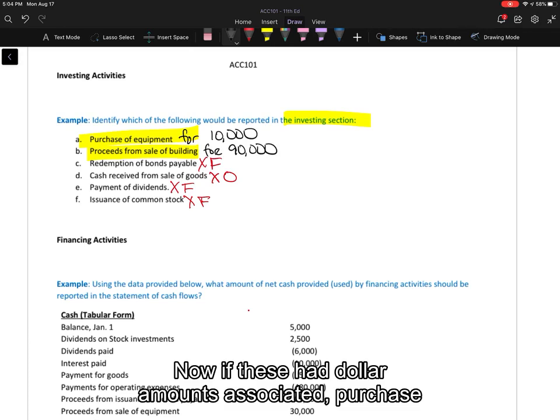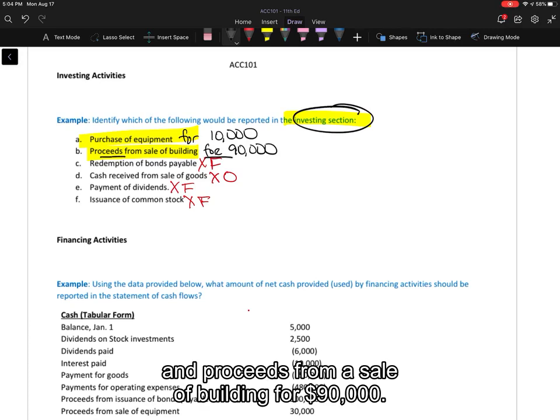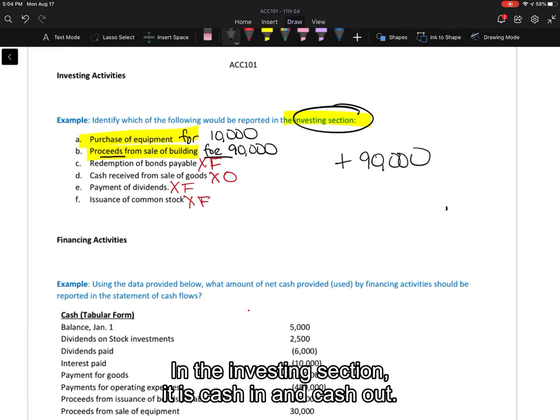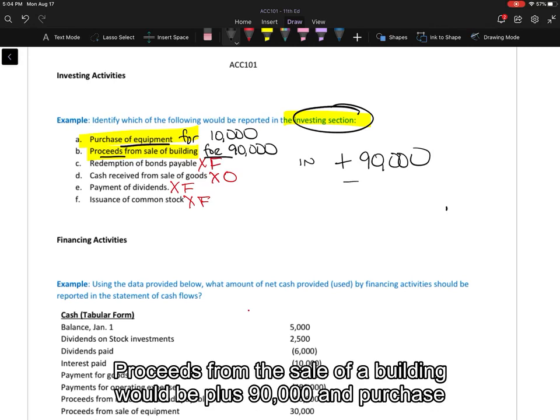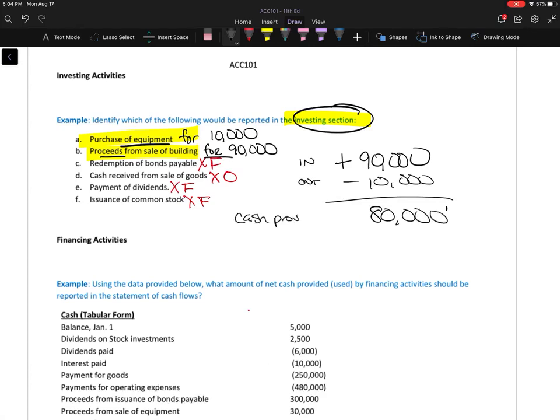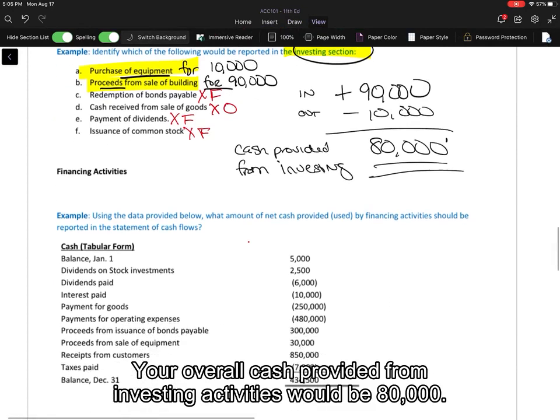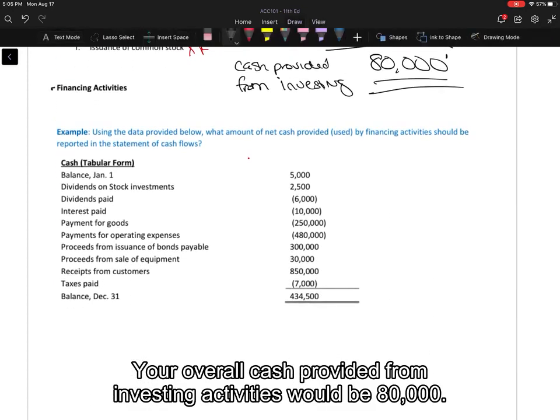building. Now, if these had dollar amounts associated, purchase of equipment, let's say for $10,000, and proceeds from a sale of building for $90,000. In the investing section, it's cash in and cash out. So proceeds from the sale of a building would be plus $90,000, and purchase of equipment, that would be cash out. So cash in and cash out. So your overall cash provided from investing activities would be $80,000.